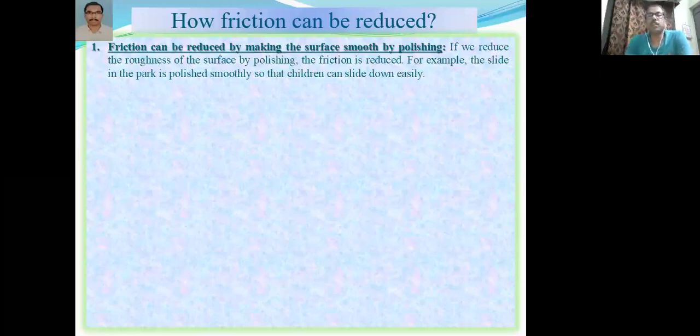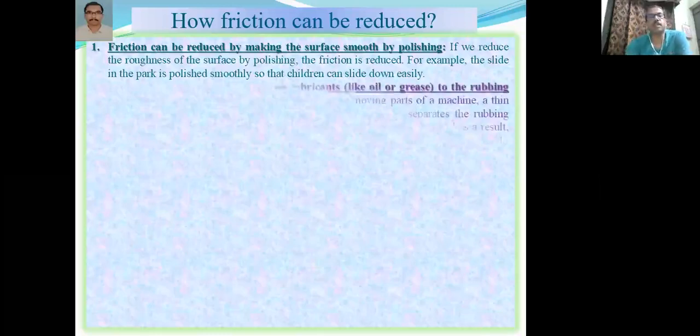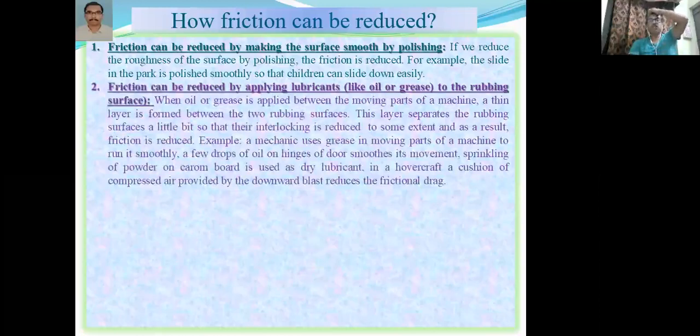You can see in the park that the children are playing on the slide. If it is polished, then they can move smoothly and fast on the slide to the downward position. Friction can also be reduced by applying lubricants like oil or grease to the rubbing surfaces. You can see the mechanic uses grease in the moving parts of a machine to run it smoothly, or a few drops of oil on the hinges of a door smooth its movement.